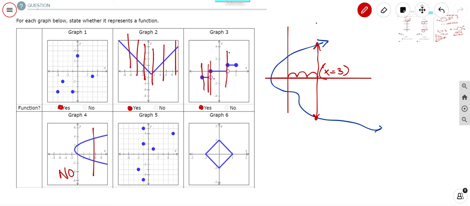Take a look here. Right through here. Not a function. I hit 3 spots. There's 3 values for x equals -1. It's (-1, 2), (-1, 5), (-1, -5). So nope. Here, I hit it here and I hit it here. So nope, not a function.